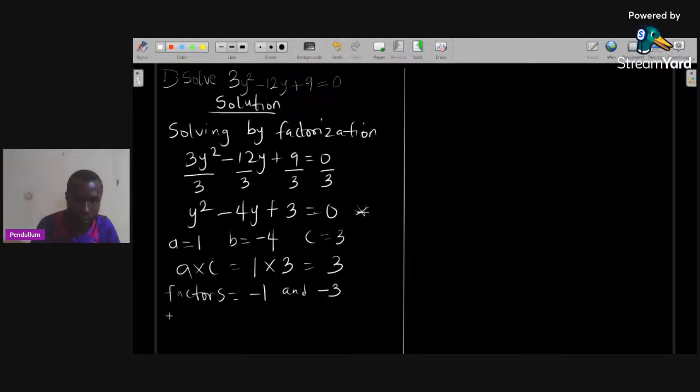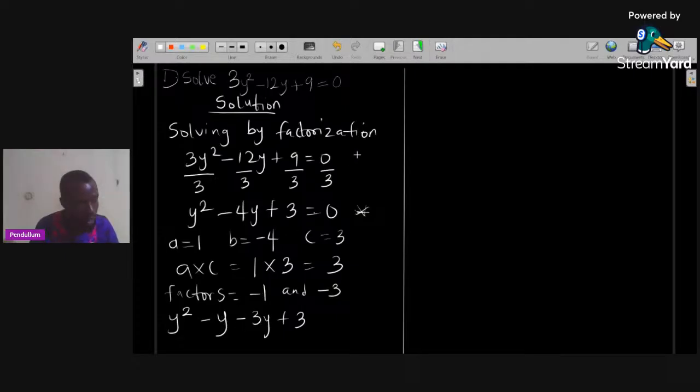All right, so we're going to have y squared minus, you can say minus 1y, but it's not written like that. So we just say minus y. Remember, the factor here is minus 1. Then minus 3y plus 3. So what we do, we replace this minus 4 by these two factors, by minus 1 and minus 3.